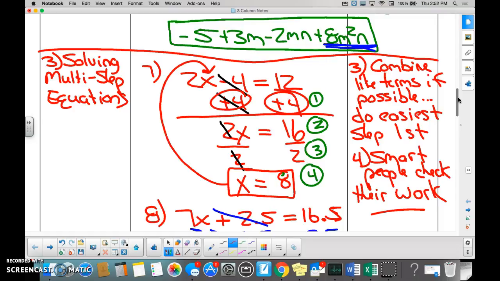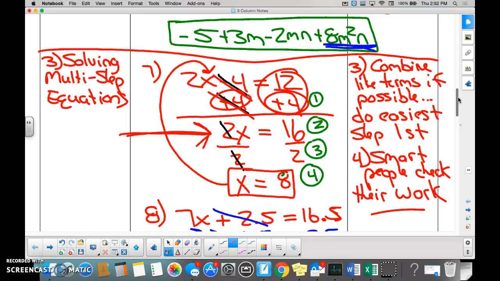Right? Yeah. Yep. What is the step called after you do the first step? On the count of 3, what is the step called right here where my arrow's pointed after you do your first step? 1, 2, 3. Clean it up. Clean it up. So we cleaned it up by crossing out our 4s and adding 12 and 4 together. And we got 2x equals 16.